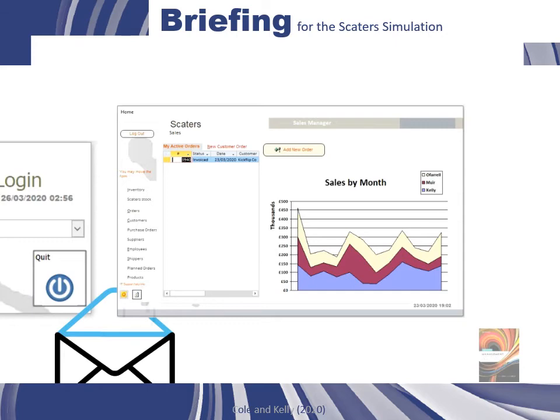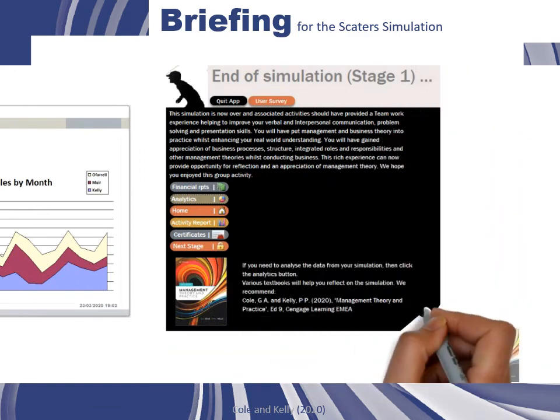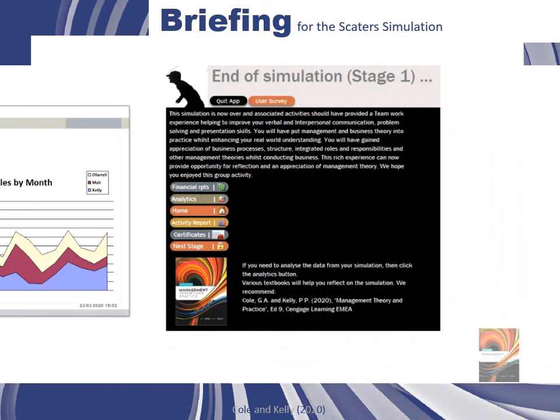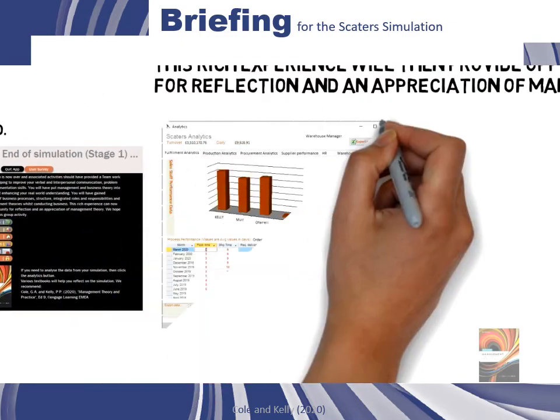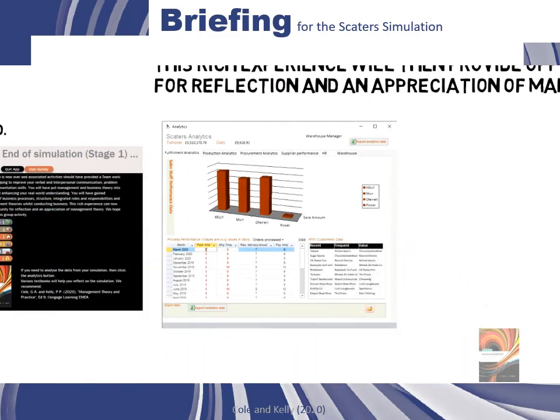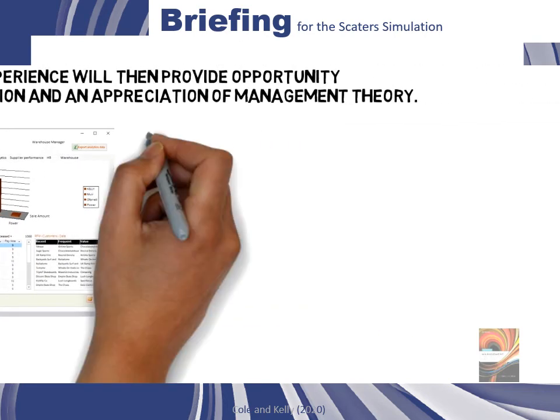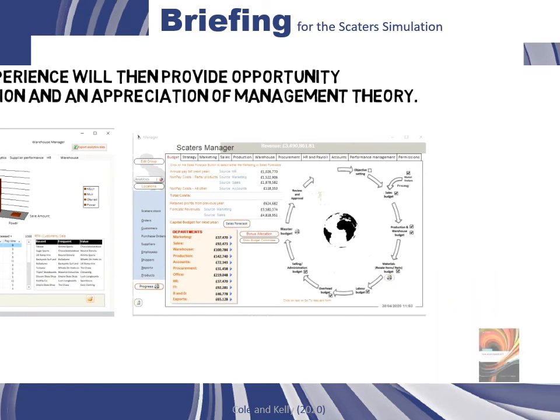Some hours later, you will have completed all of the tasks and will be presented with the end of simulation stage one form. From this, you can download all of the data you need to analyze what is going on in the company. Later, you can go back into the simulation software through the manager interface. Once you have done everything, you will need to make sense of your experience and read more in the Management Theory and Practice textbook. There is advice on how to reflect on this experience on the Scaters website. We hope that you enjoy it and that it helps you learn more about management in practice.